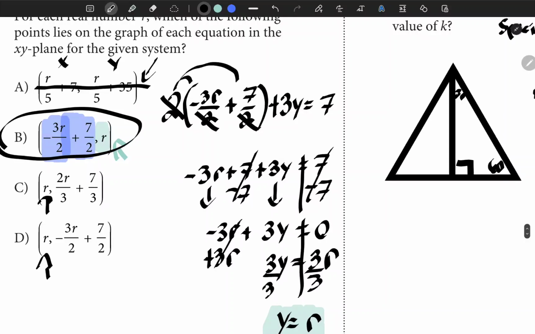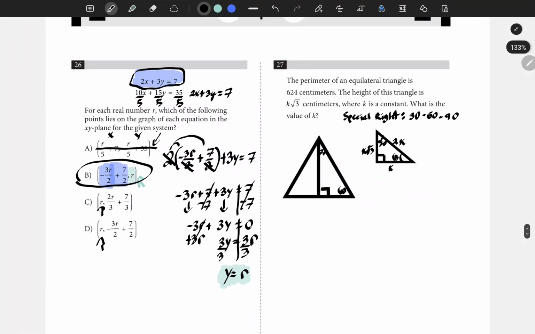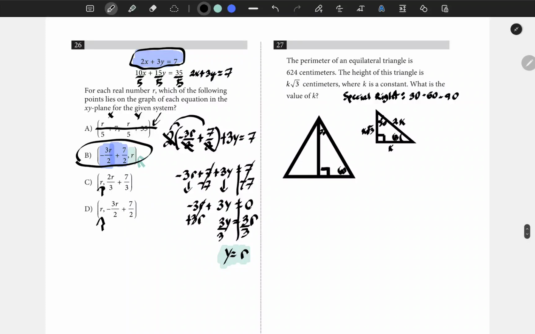Because if that's my answer, then I know I don't have to plug it in, and I get rid of all that mess. So yeah, that's the answer for that one. Hopefully that makes sense. It's just a system of equations.